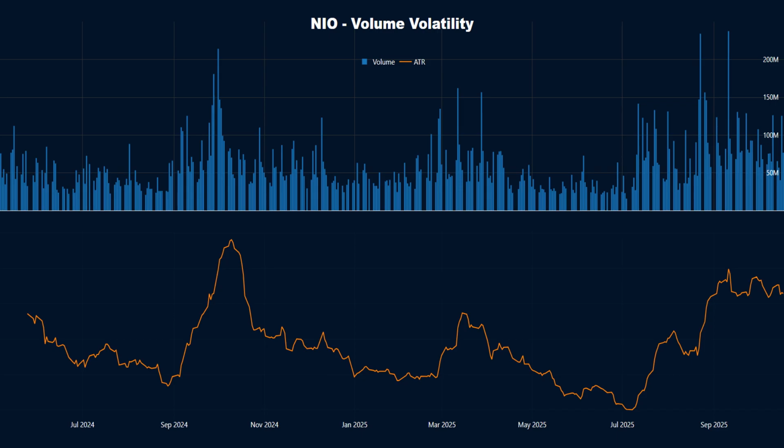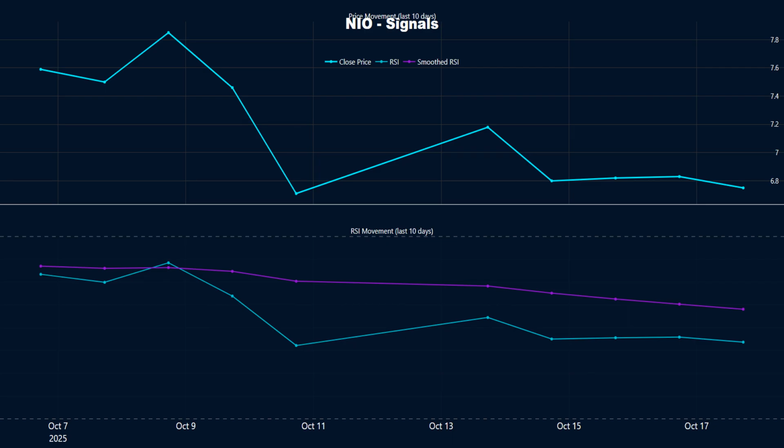Volatility is normal based on ATR, while trading volume is normal compared to recent averages. The RSI is below its smoothed version. Current RSI is 46.8, while smoothed RSI is 54.1. There is no divergence between the price and RSI. Momentum is aligned with the trend, supporting the current price direction.